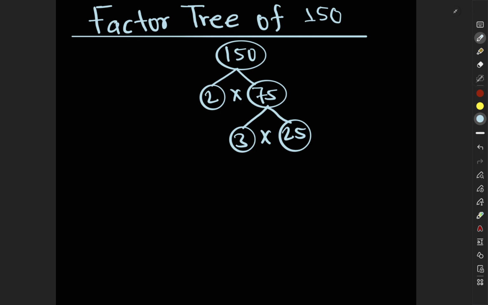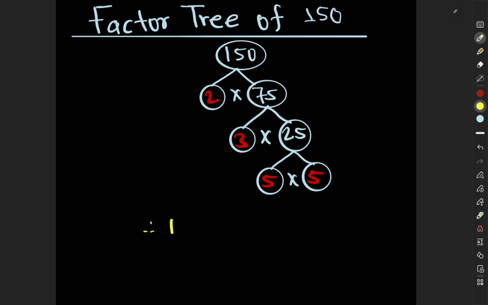Like this, 25 can be written as 5 times 5. 5 times 5 means 25. So now we select the prime numbers among these numbers. So the prime numbers here are 2, 3, 5 and 5.